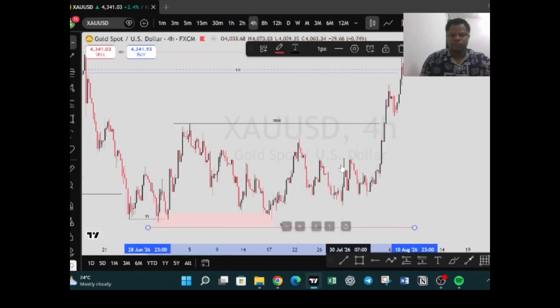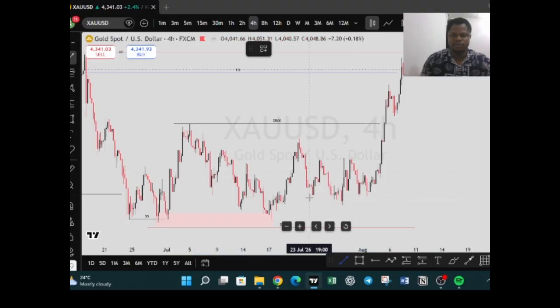Now looking at the price action here, as price was going up, we can also see that we had a sweep here, and we had a break of structure to the upside.